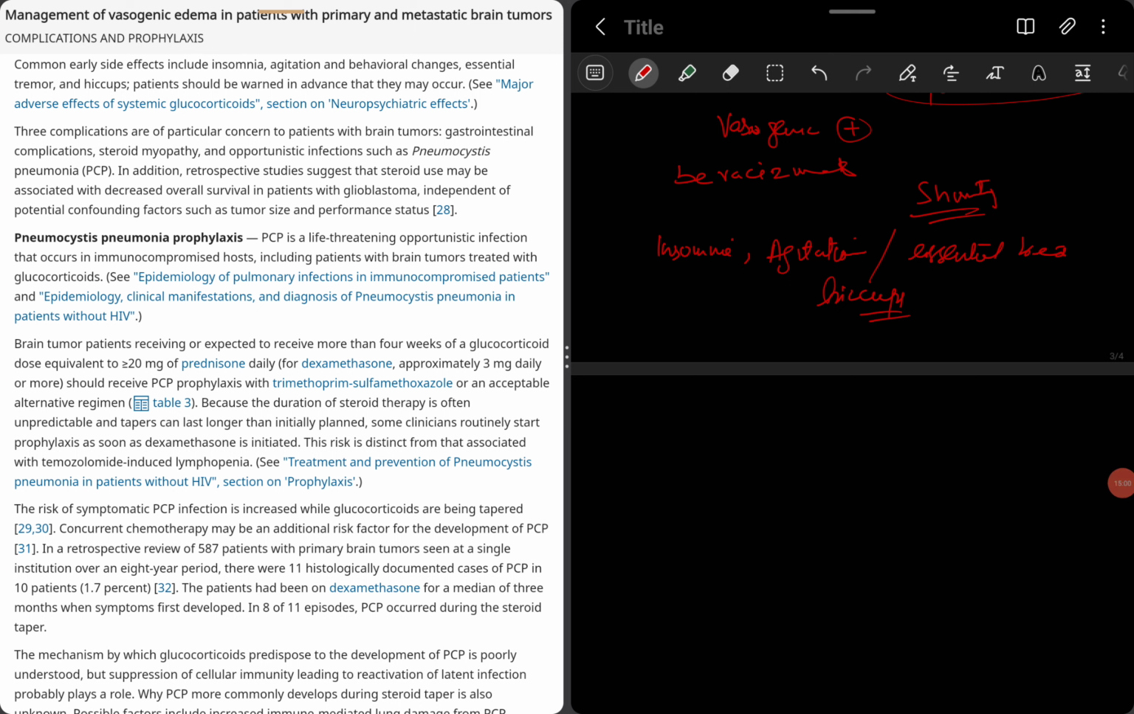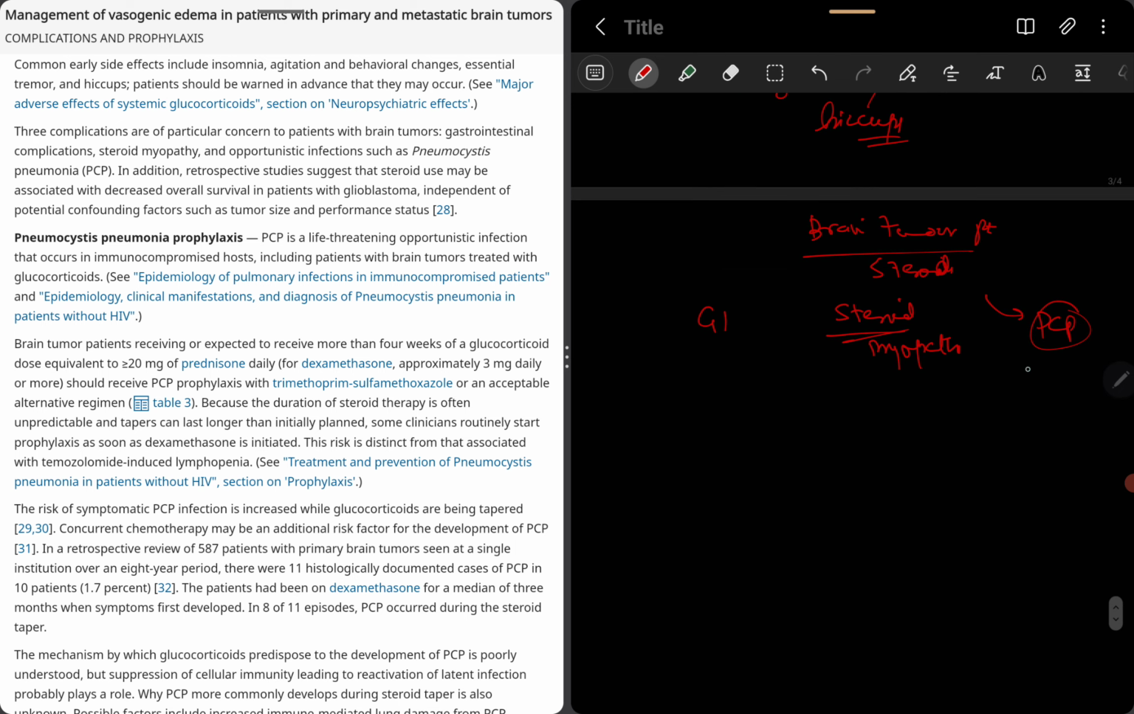Now, three complications are of particular concern to patients with brain tumors. So, in brain tumor patients who are started on steroids, you have to take note of three important complications. One is gastrointestinal complication. Second is steroid-induced myopathy, mostly proximal myopathy. Third is infection, that is PCP. Now here we have to take note of this PCP.